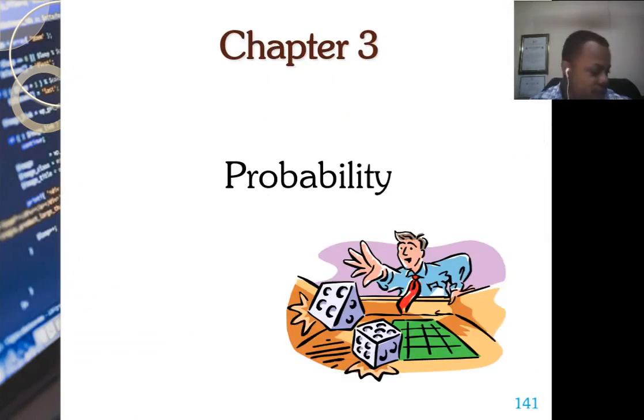So once we are talking about probability, I believe it's something which is not so new. You are used to this probability term. Although you might not be aware, to a certain extent you have been using it unconsciously, and we are going to look at that.